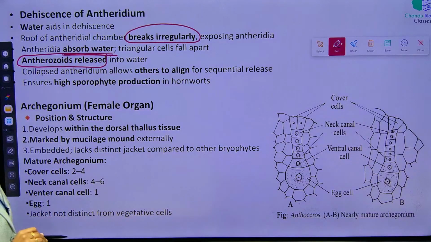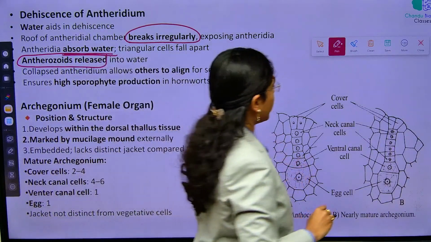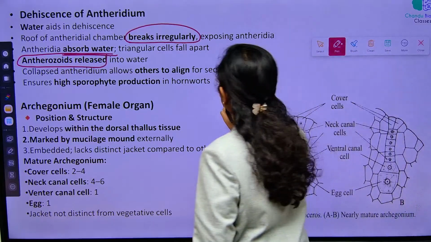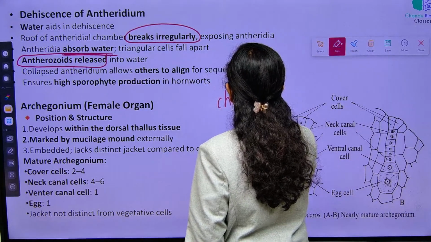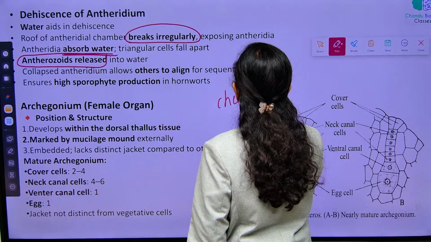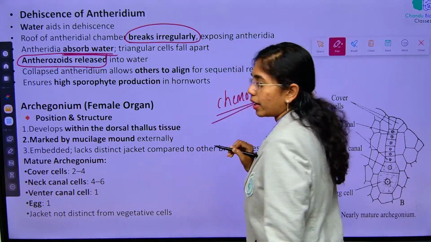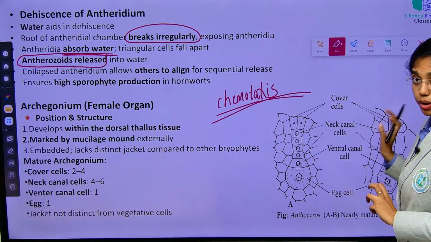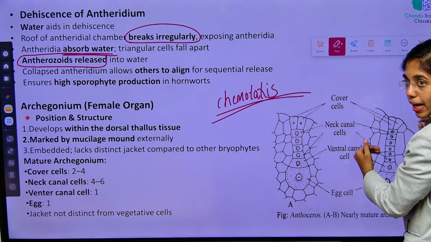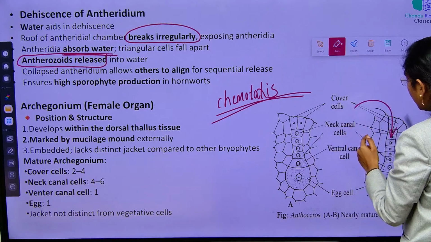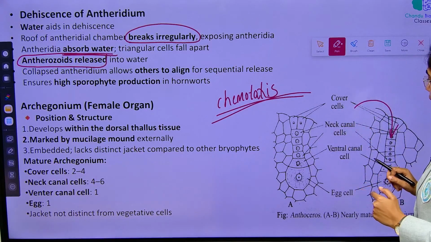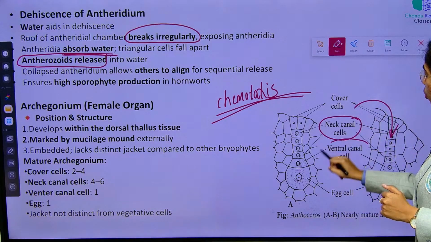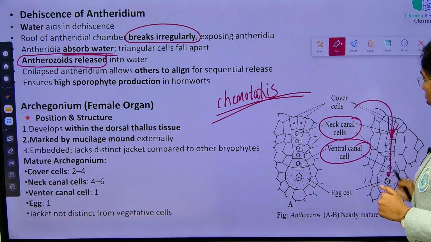And how do they reach the female sex organ? The movement is guided completely by chemotaxis. It is chemotactic movement. Fine, right? The chemicals released by the female sex organ attract the antherozoids and they reach the female sex organ, that is the archegonium, and cross the neck canal cells and venter canal cell, and reach the egg cell.